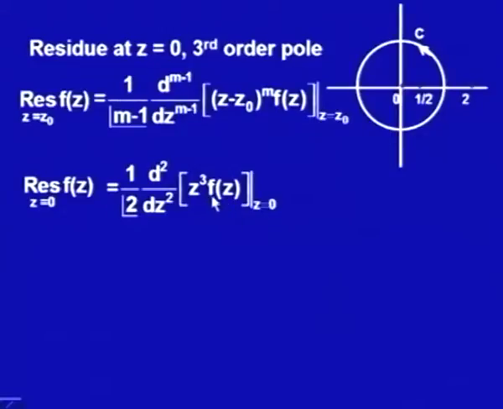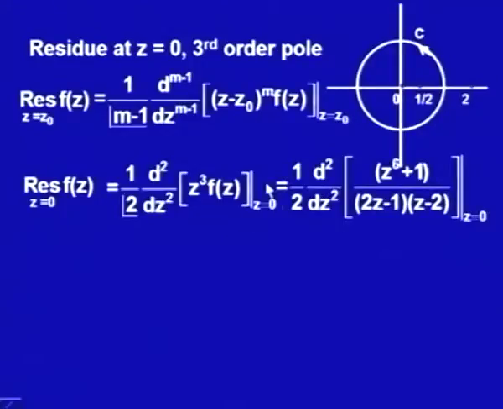f z is z to the power 6 plus 1 upon z cube into 2 z minus 1 into z minus 2. So, z cube would cancel out, and we would get here 1 upon 2 times the second derivative of z to the power 6 plus 1 upon 2 z minus 1 into z minus 2, evaluated at z equal to 0. Now, we have to find the second derivative of this function. We will go one by one. Let us first find the first derivative and then the second derivative.